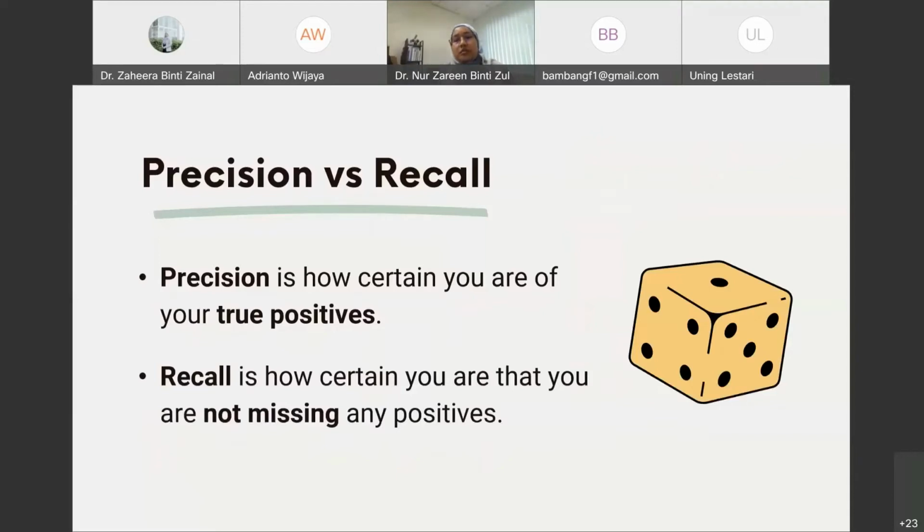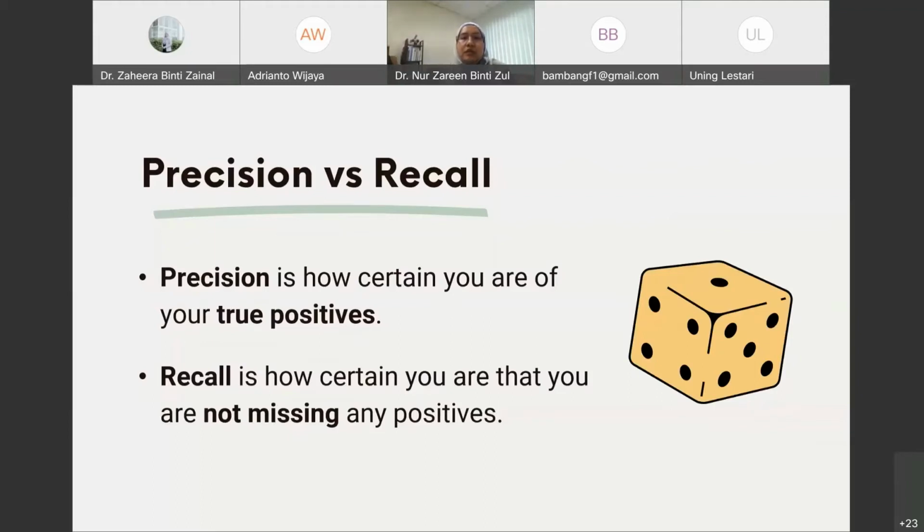Okay, so let's just take precision versus recall. When you talk about precision, you talk about how sure you are with your true positives. So if you label something as positive, how sure are you that it is correct? Recall is how sure are you that you're not missing any positives? So which is more important? Do you want to get as many positives as possible, so you don't want to miss any of it, or you don't mind missing, but you want it to be as correct as possible, right?